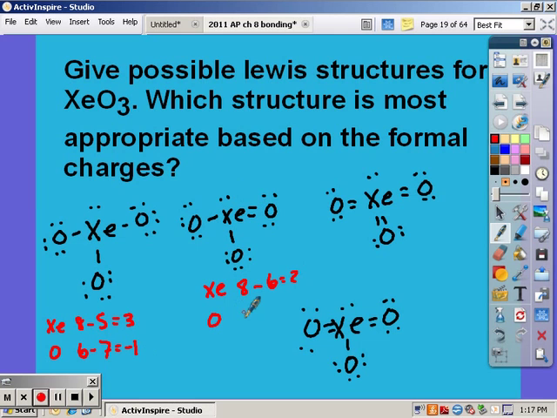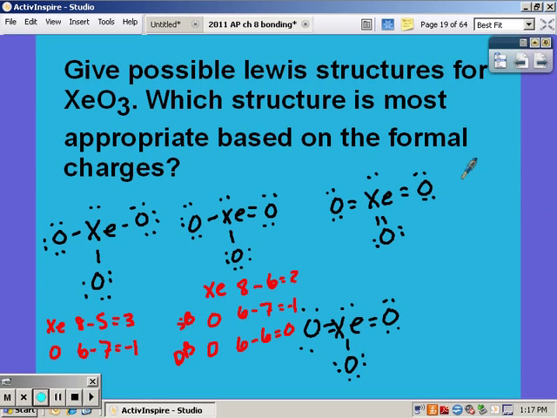There's 2 types of oxygens. If we look at the single bond, we have 6 minus 7, giving us a negative 1. And if we look at the double bond oxygen, we have 6 minus 6, giving us a 0. The third structure, you have 8 minus 8, giving you a 0. And all of the oxygens are the same, 6 minus 6, giving you a 0.